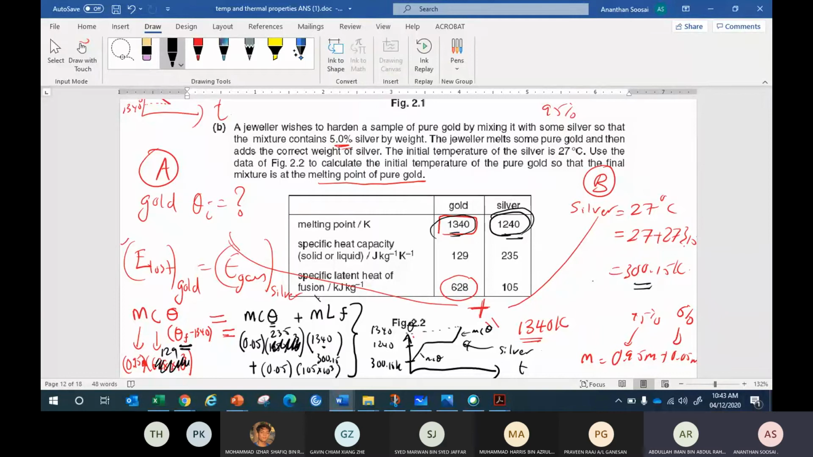So the best approach is, when you read this question, try to draw the graph. Then I feel you won't miss the melting point, the melting process. If you draw the graph, you get this mcθ plus mL_F. Another problem given here is kilojoules must be changed to joules. Another problem is degrees Celsius must be changed to Kelvin. So a lot of conversion is involved.